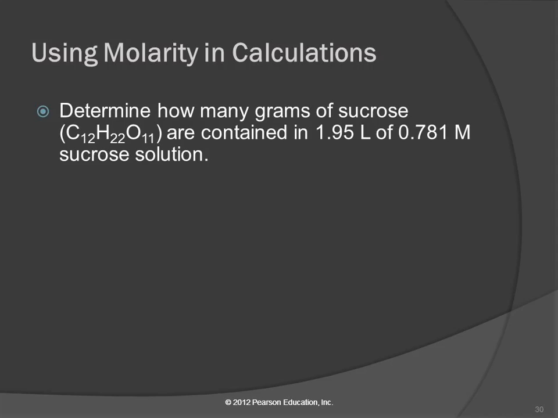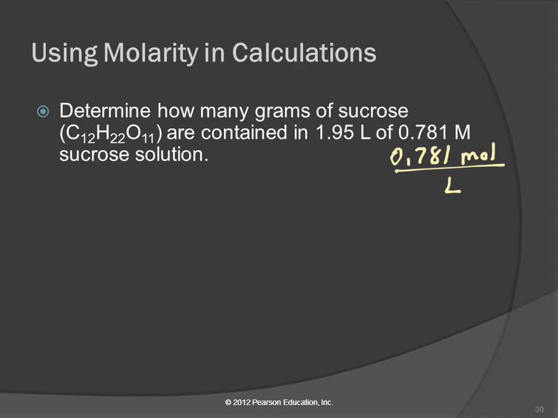So using molarity and calculations, determine how many grams of sucrose are contained in 1.95 liters of 0.781 capital M, which we pronounce molar, 0.781 molar sucrose solution. So it's important here to remember what the capital M means. So this means 0.781 moles per liter. In the book, on the slides, on the computer, it's written capital M. On your paper, write moles per liter, because otherwise you'll forget what it is and then you won't know what to do. So always write moles per liter.